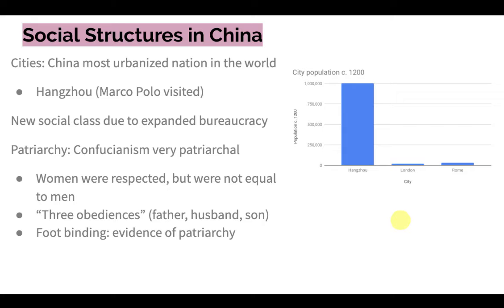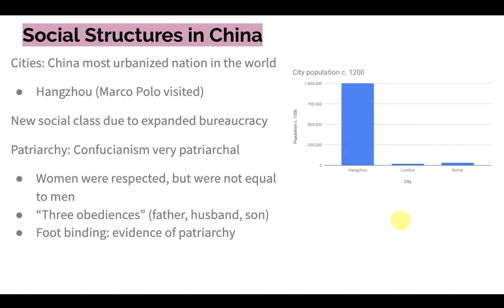Around the year 1200, London had about 20,000 people, Rome about 30,000, and we estimate that Hangzhou, which is a city that Marco Polo visited, had about 1 million. When Marco Polo visited, he called Hangzhou the finest and noblest city in the world.